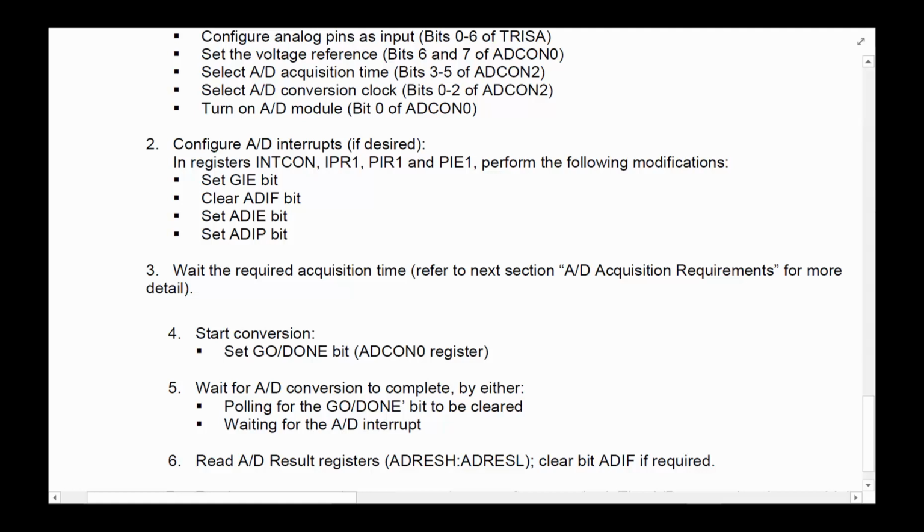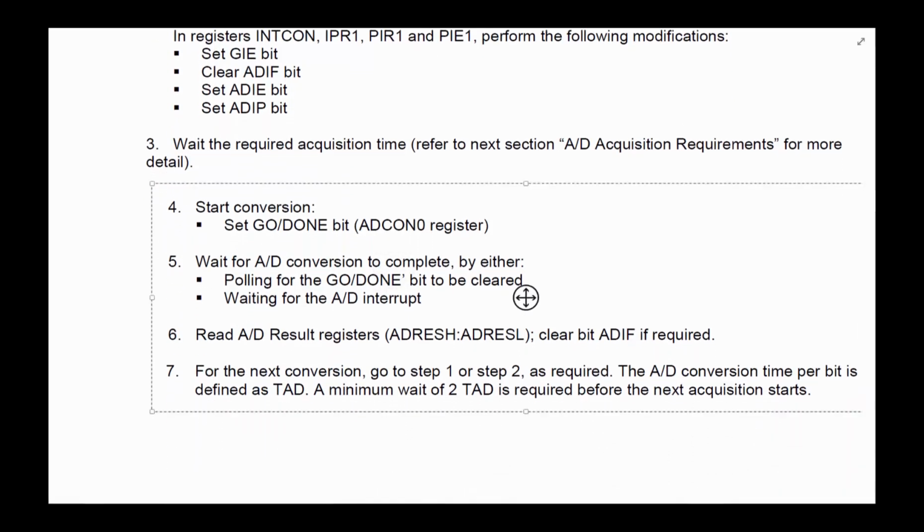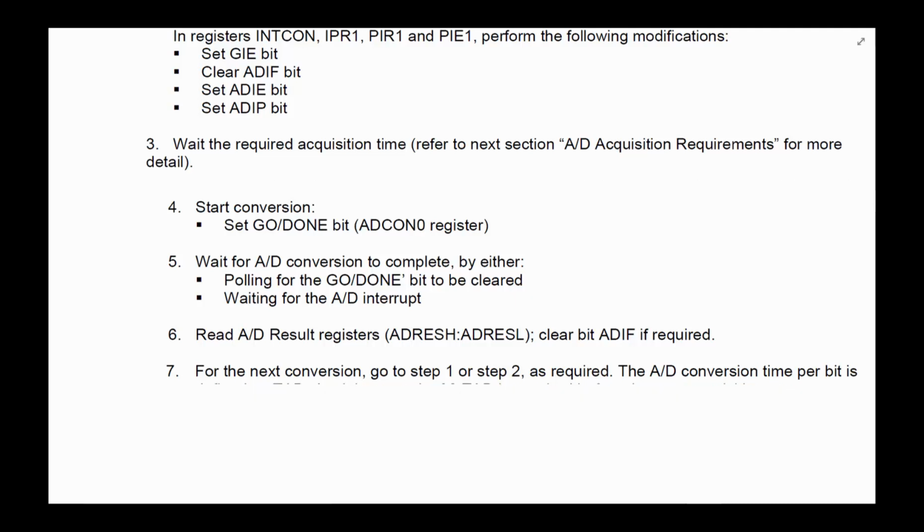If you want an interrupt, then you have to make sure the other interrupts, the global interrupt and all that, are set up. You also have to clear the A to D interrupt flag, enable the A to D interrupt, and set the priority to high or low, whatever you want. Then to start the conversion, you set the go bit to 1, and you either manually wait for the done bit or wait for the interrupt to happen, whichever your program needs. Then you read the A to D result high and low. Once you've read it, if you want an interrupt, make sure to clear the A to D interrupt flag.